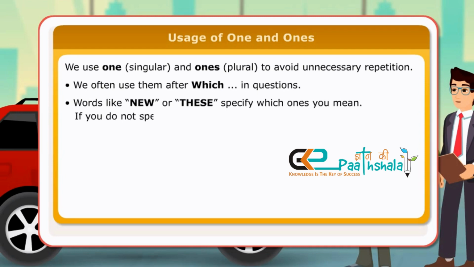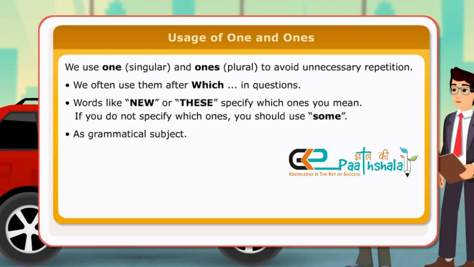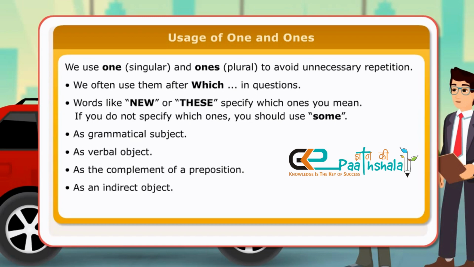If you do not specify which ones, you should use some. One can be used as grammatical subject, as verbal object, as the complement of a preposition, as an indirect object. There is also a reflexive form of one, namely oneself.